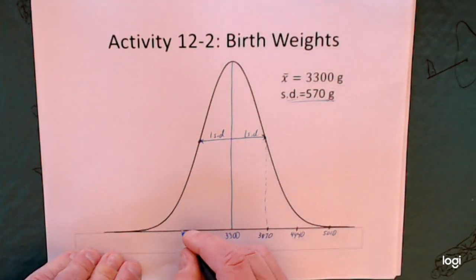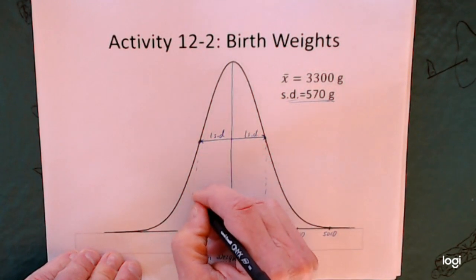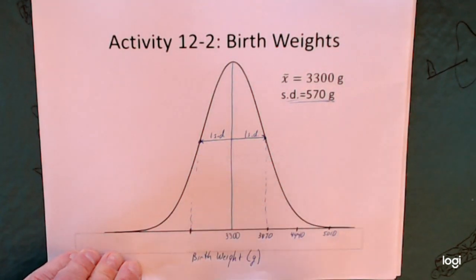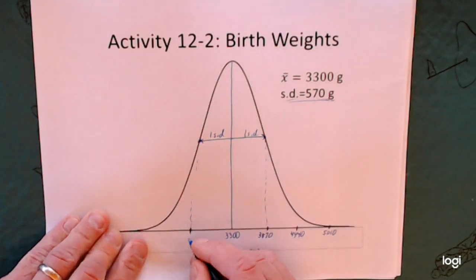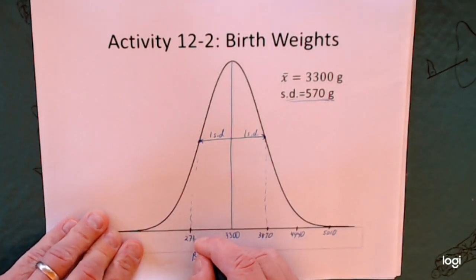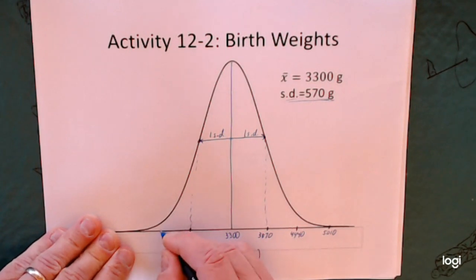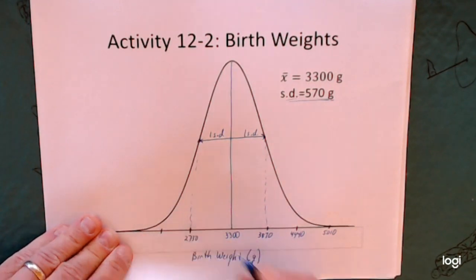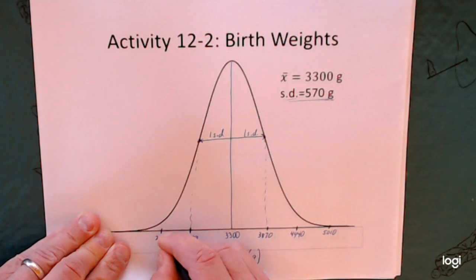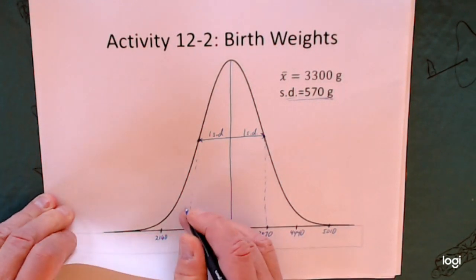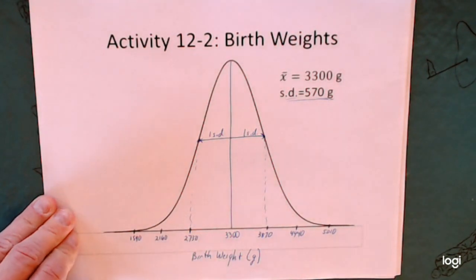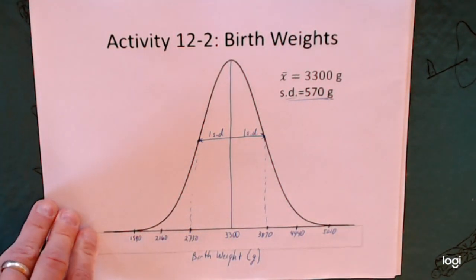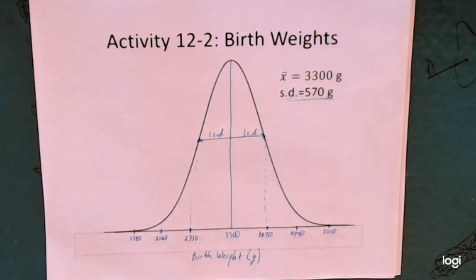Now going back the other way, going a standard deviation down, I subtract 570, so that's going to be 2,730. If I go down a second standard deviation, that's 2,160. And my third standard deviation down is 1,590. So then I've got a pretty solid picture of what I'm looking at.